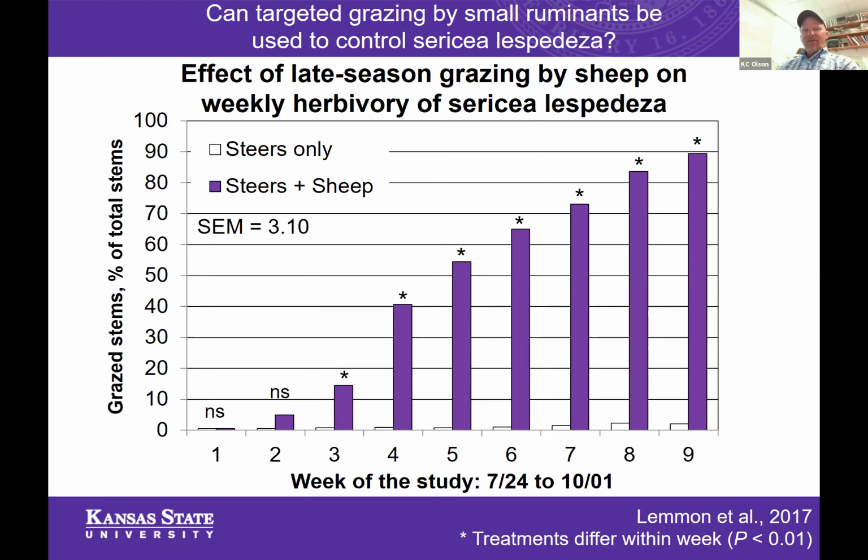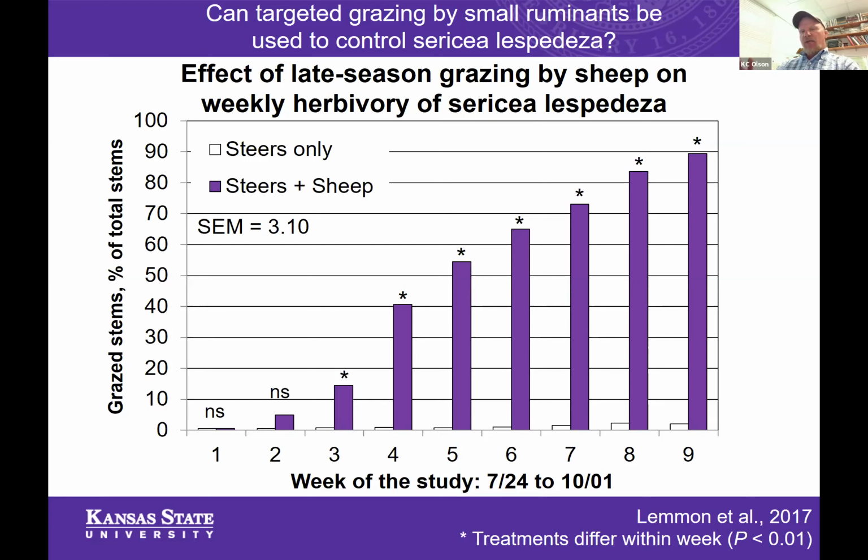So in this system, we were focused on the stocker producers, where we graze steers for 90 days in the early part of the grazing season, per normal. And then on half of those pastures, we stocked them with sheep for 60 days between August 1st and October 1st. We did that for 4 consecutive years. And it was like the sheep just read the book.